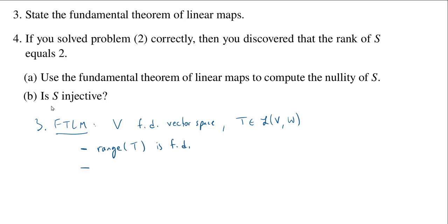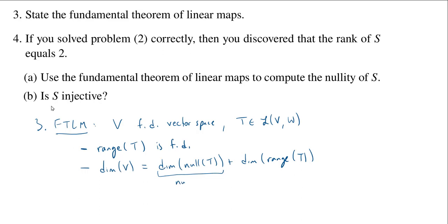And then probably the more important one, the thing we're going to be using all the time, is that the dimension of V is equal to the dimension of the null space of T plus the dimension of the range of T, which of course is why we want the range of T to be finite dimensional, so that this second equation makes sense. And this bit here is what is usually called the nullity, and the dimension of the range is called the rank. So this is the nullity of T and the rank of T. And this is where the rank nullity theorem name would come from. So that's what the statement is.